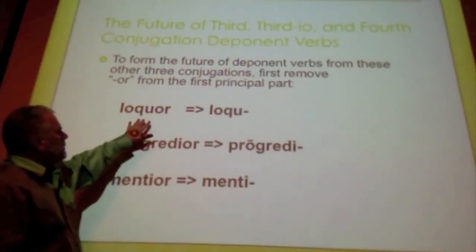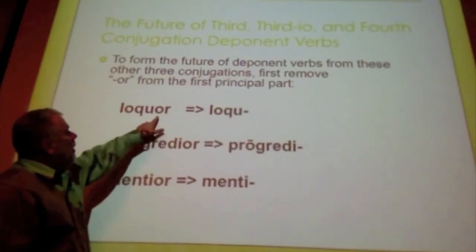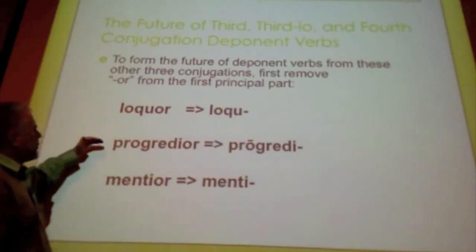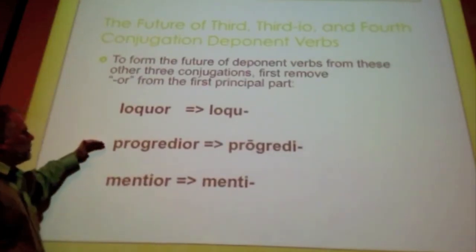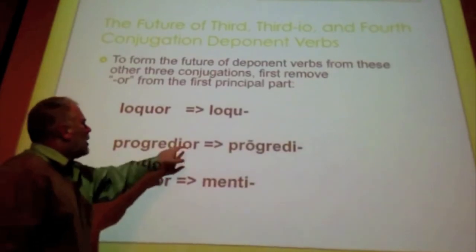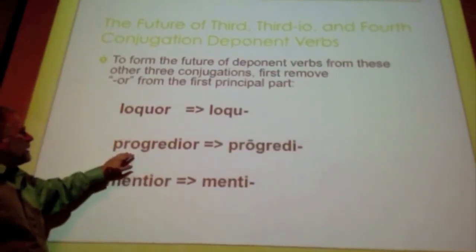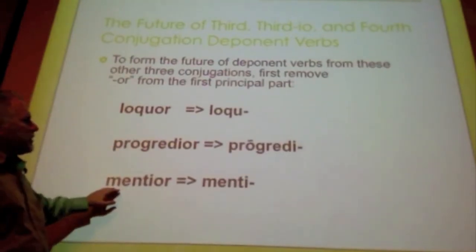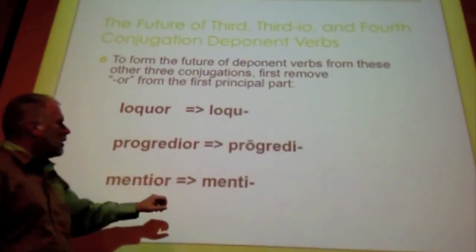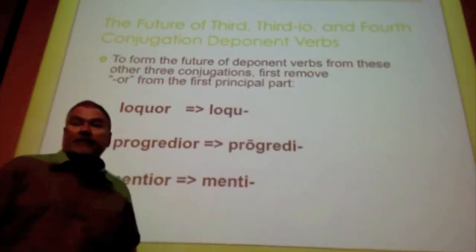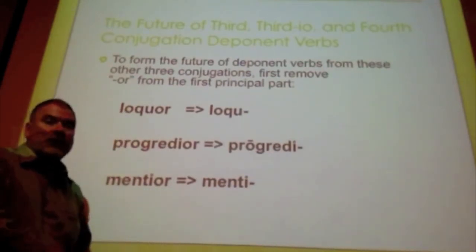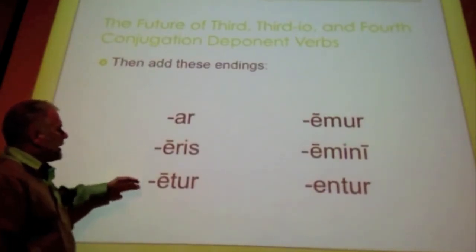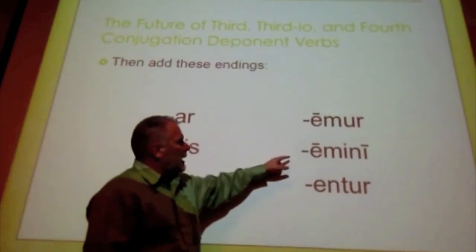Take the deponent verb loquor, remove the or from the first principal part, and you wind up with loqu. Here's a third io conjugation verb. Again, we remove the or from the first principal part, progredior, and we wind up with progredi. And here's mentior, a fourth conjugation deponent verb. Again, we remove the or and we wind up with menti. That will be our stem. Now, what do we add to that stem? Here are the endings we add: ar, eris, etur, amur, amini, entur.